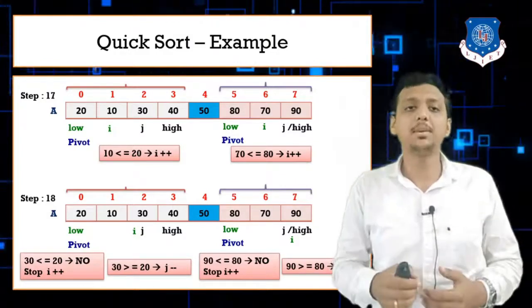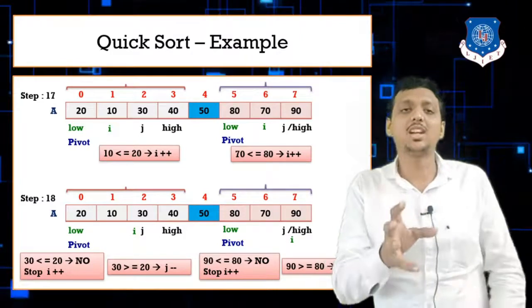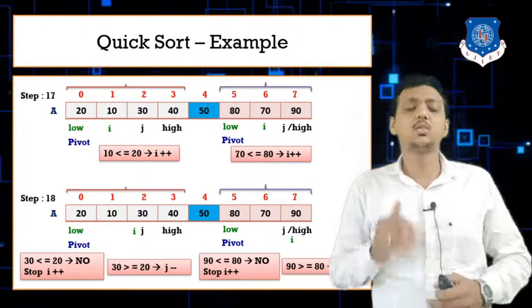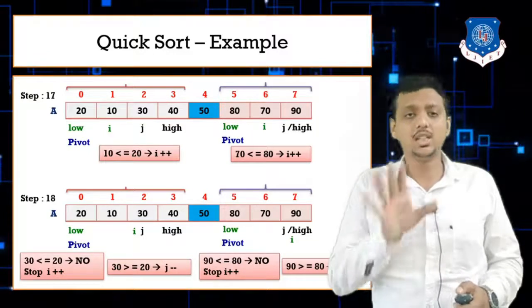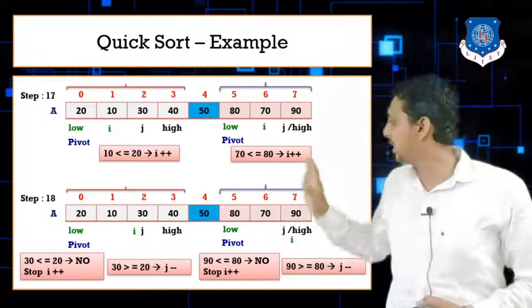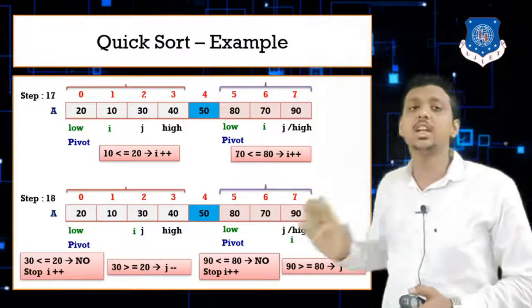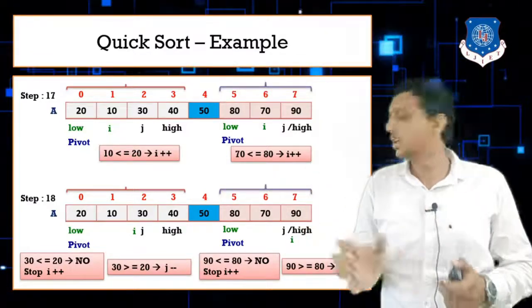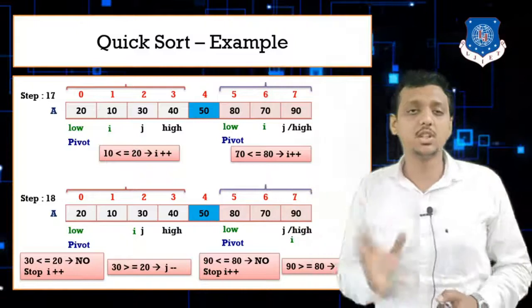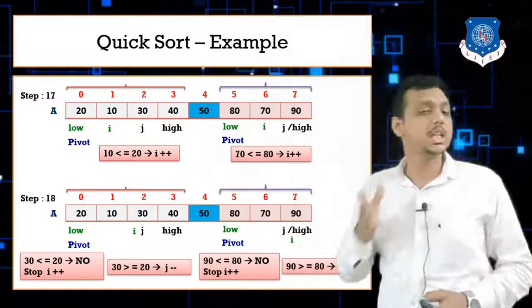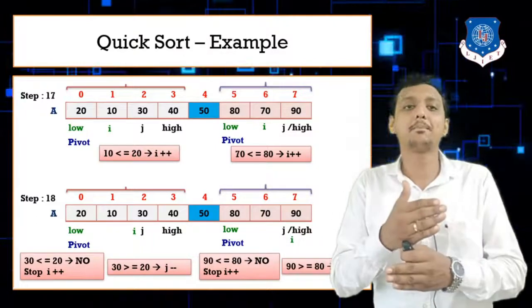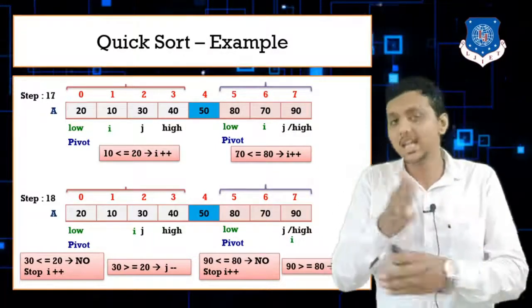So what happens over here? Just check the conditions. On the left side, 30 less than or equal to 20 is false, so I stops. That's why I has been stopped, because the condition is false. Now next we have 30 greater than or equal to 20. Yes, so J crosses I, and J will be decremented.